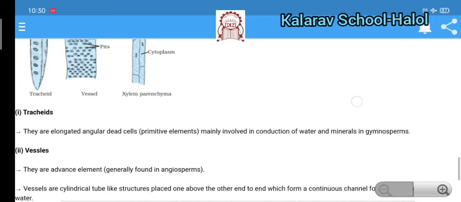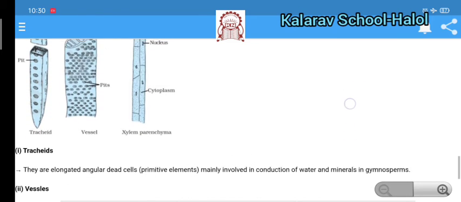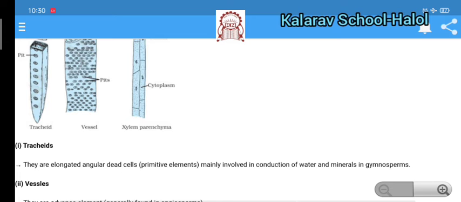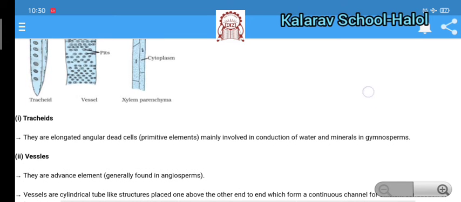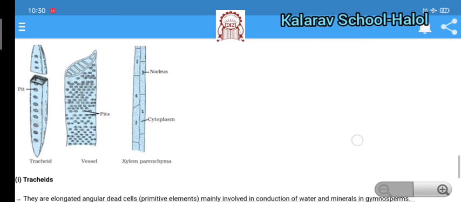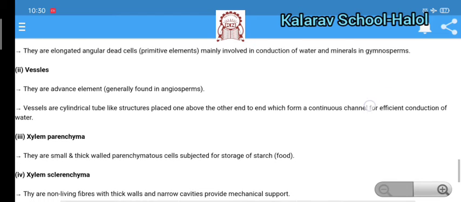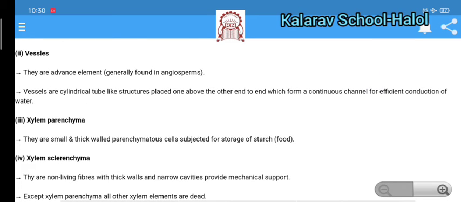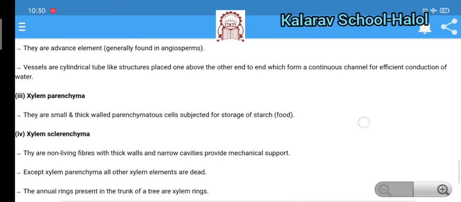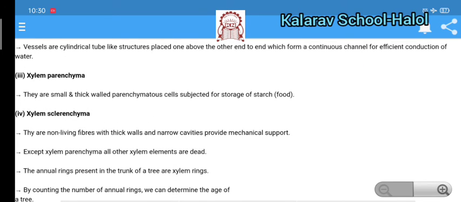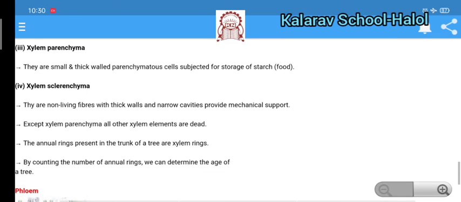Tracheids are elongated angular dead cells involved in the conduction of water and minerals. Vessels are advanced elements. Here you can see they are cylindrical tube-like structures, one above the other end to end. Xylem parenchyma are small thick walled parenchyma cells, mainly for storage of starch. Xylem sclerenchyma are non-living fibers giving mechanical support. Except xylem parenchyma, all other xylem elements are dead.